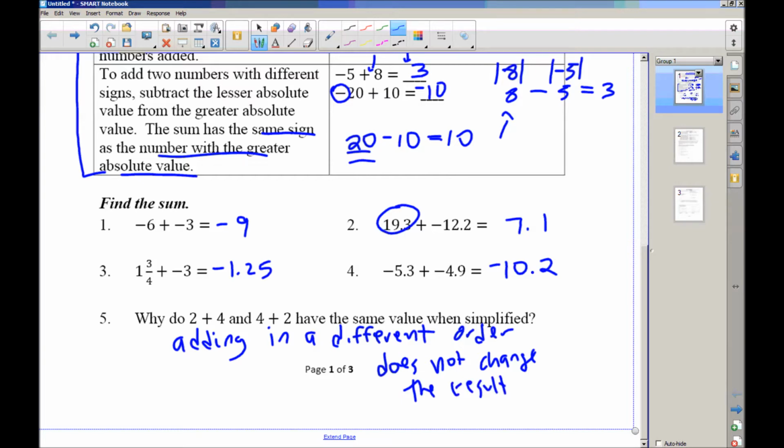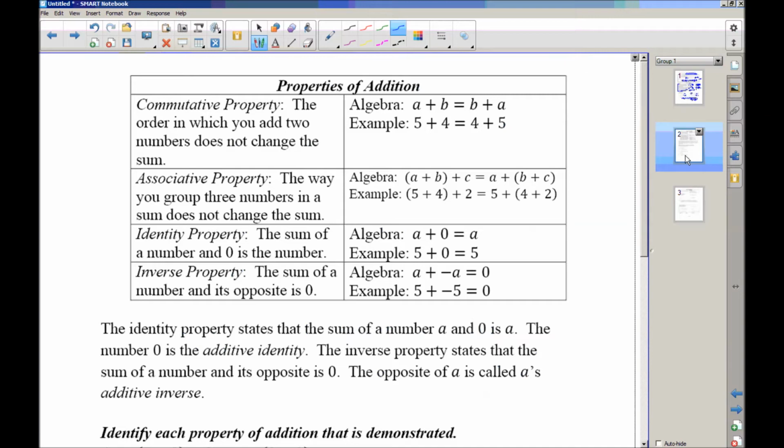Okay, flip it over to the next page. And these lead us to our adding properties. So first property is the commutative property. You'll hear a lot of teachers say "commutative" because it goes well with what this property looks like and what it means, but it's really pronounced commutative.